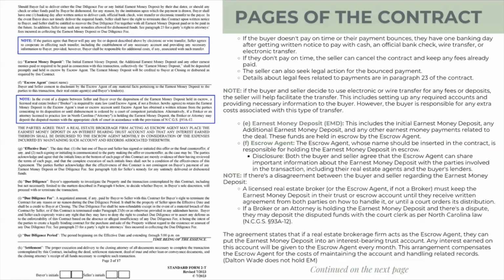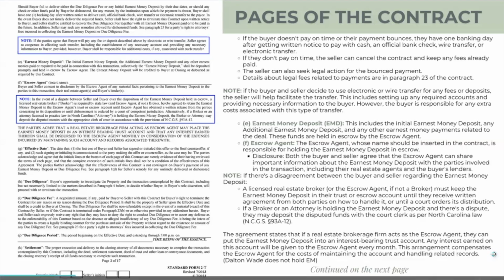The agreement states that if a real estate brokerage firm acts as the escrow agent, they can put the earnest money deposit into an interest-bearing trust account. Any earnest money interest on this account will be given to the escrow agent every month. This arrangement compensates the escrow agent for the costs of maintaining the account and handling related records.